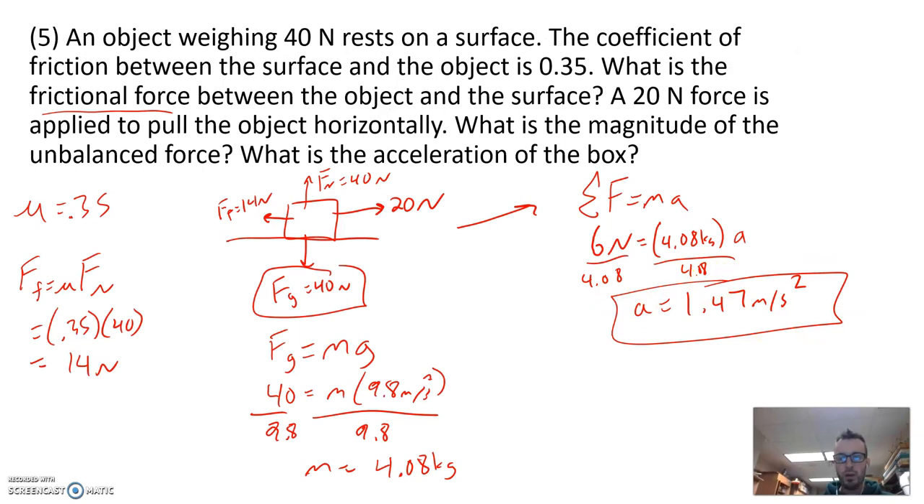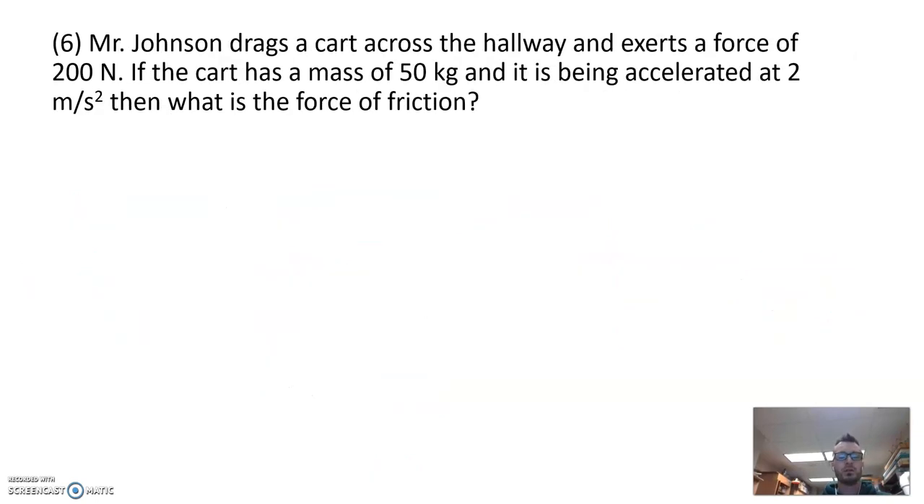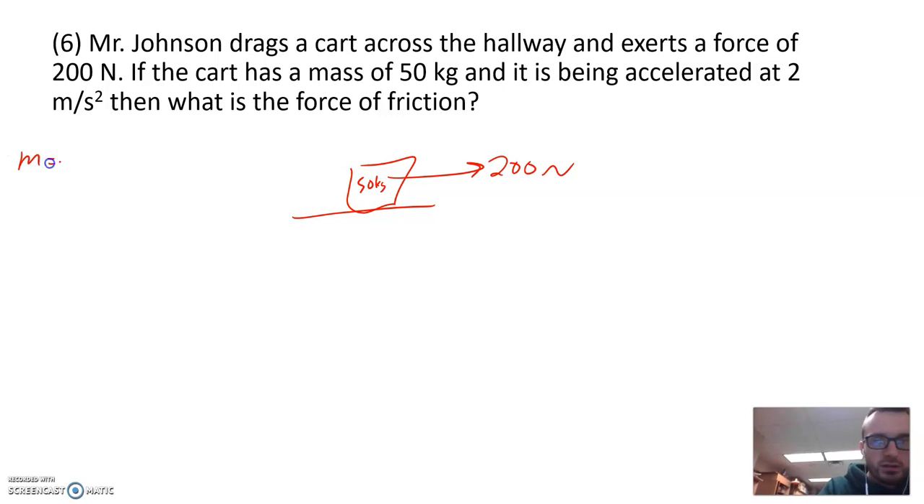Good. We got one more on our practice sheet. Let's see if we can handle this one. Mr. Johnson drags a cart across the hallway and exerts a force of 200 newtons. Wow, strong guy. The cart has a mass of 50 kilograms and is being accelerated. So we've got a couple of unknowns here, don't we? We have to write our list over here. We have 50 kilograms, and we have an acceleration of 2 meters per second squared. It asks, what's the force of friction? How am I supposed to figure that out?